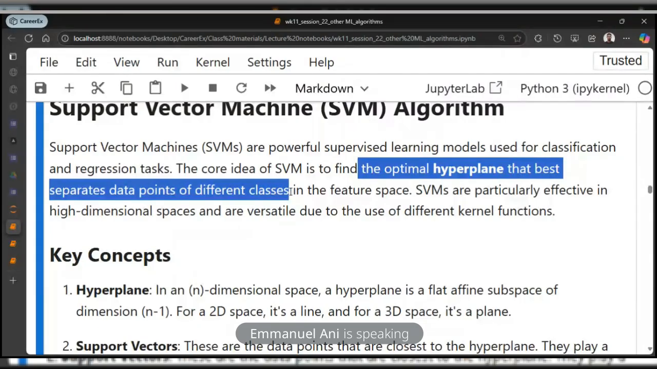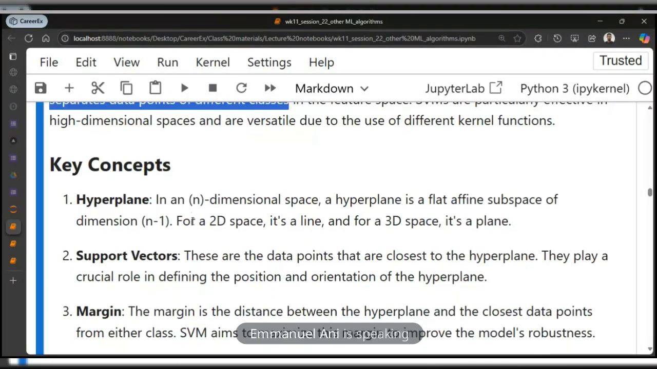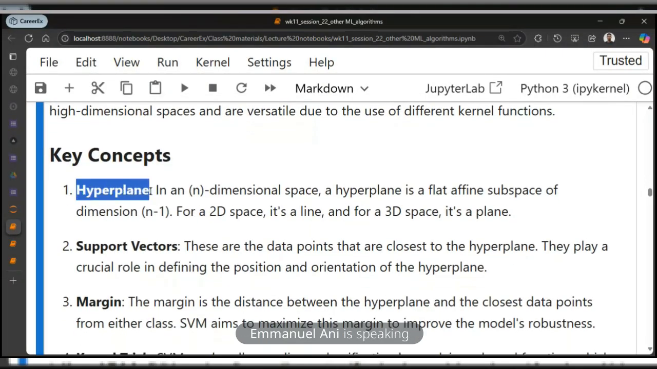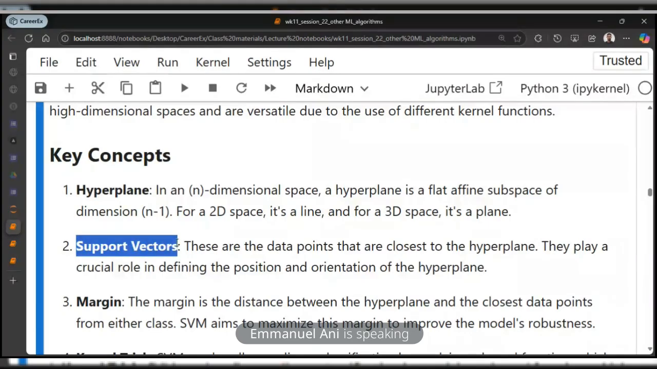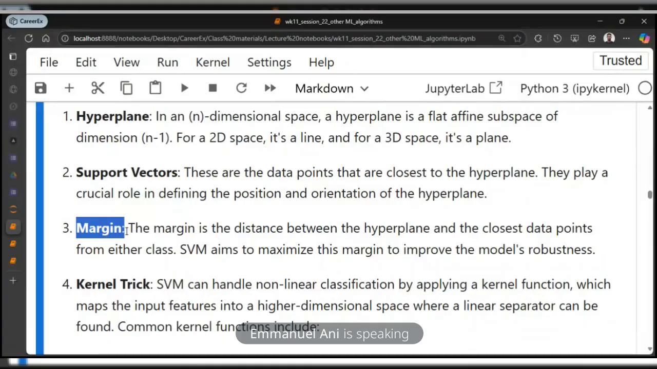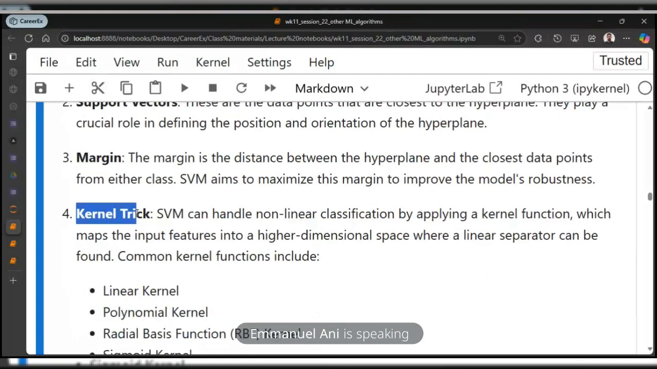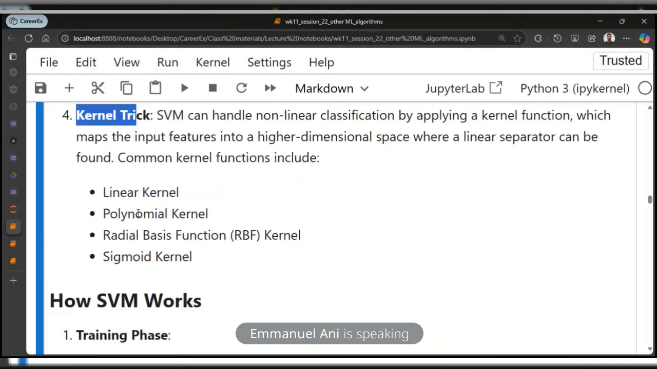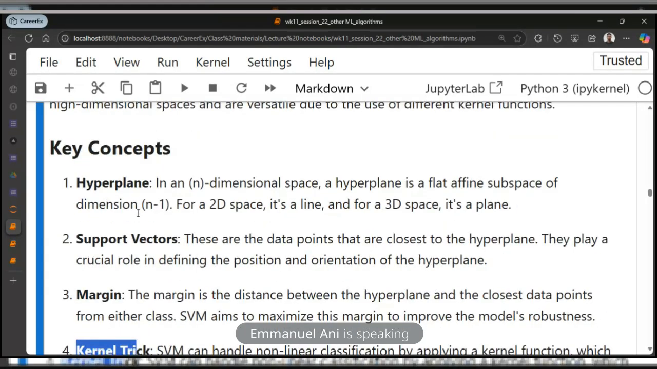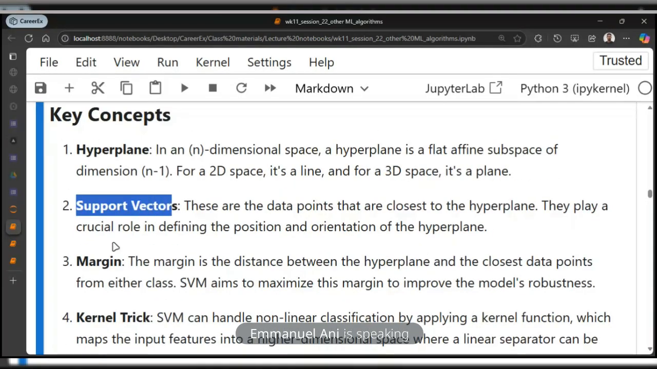Right. So I'm just trying to build the foundation. We still have some other things to talk about. Now, there are some key concepts in SVM that we need to talk about. The first one is hyperplane, which I'm trying to explain. The second one is support vectors, which I will explain. The third one is margin. The fourth one is kernel trick. All right. So these are the four key concepts in SVM: hyperplane, support vectors, margin, and kernel trick.